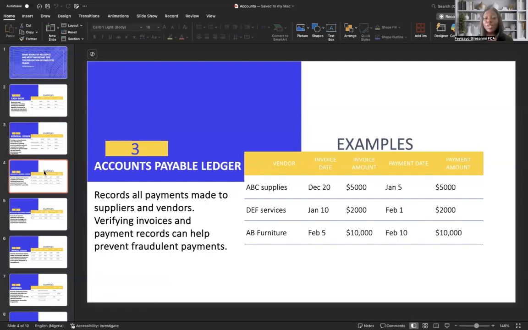The next book is Accounts Payable Ledger. This is records of your suppliers, your vendors, those you buy things from, those you buy supplies from, those you buy your stock from, and things like that. You verify invoices. You're able to verify the invoices if they match with what is on the accounts payable ledger. It also helps prevent fraud, because if you're looking at it and then the invoice does not match with what is on the ledger, there's no correlation.